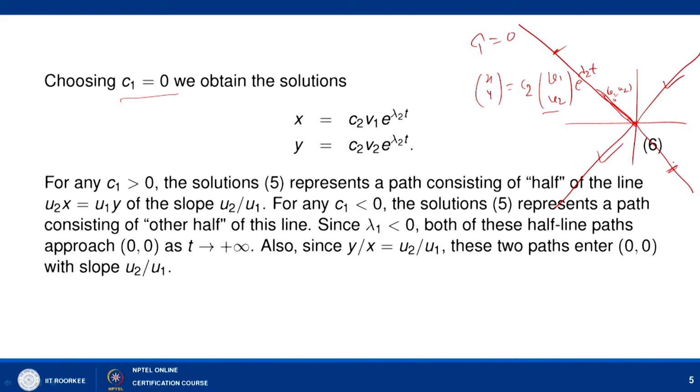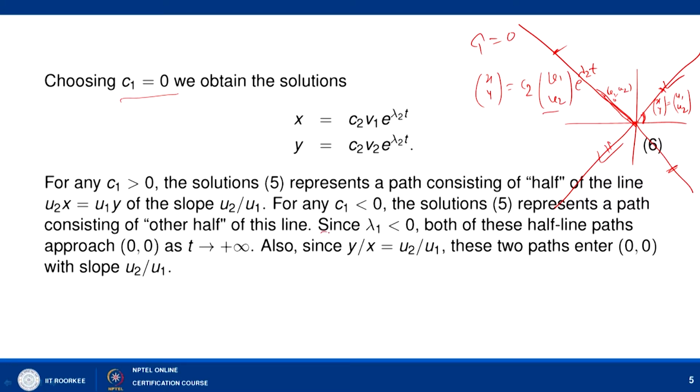Now, for any C1 greater than 0, the solution 5 represents a path consisting of half of the line u2x equal to u1y. The equation of this line is given by xy equal to u1, u2, so we can write this line as u2x minus u1y, and the slope is given by u2 by u1. Now, for any C1 less than 0, the solution 5 represents a path consisting of the other half of this line.